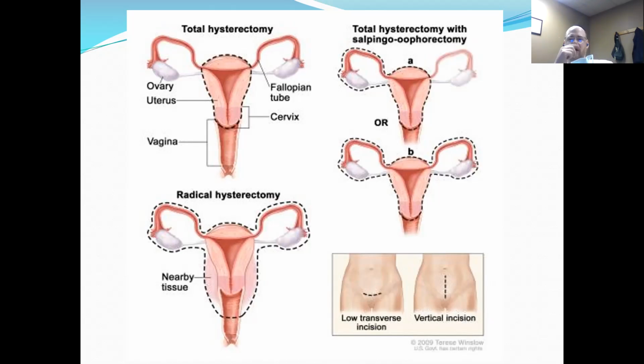So we posed a question in class earlier that there are typically two incisions, as you can see below at the bottom right here. We have a vertical incision and then a low transverse incision. And I asked the question in class, why do you think a vertical incision could be problematic for a woman? We had, I thought, a really good, productive discussion. But let's talk about that.